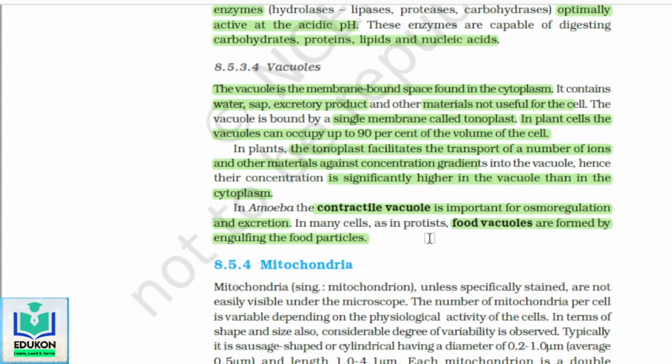Okay, with this we conclude the endomembrane system. My request to all of you: after listening to the video, kindly go through the NCERT book and revise it as many times as possible. When you read continuously, you need to make a lot of revision to remember everything. Then only will the questions be easier for you.